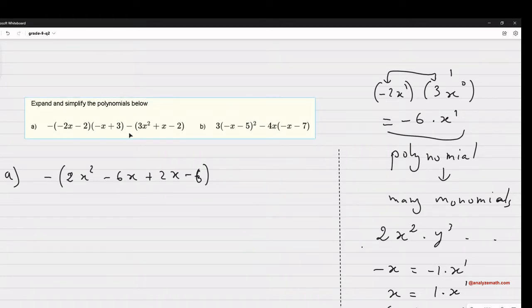Good. Now let's go here. What do we have? We have a minus sign here. A minus sign, this is like negative 1 multiplied by this. So you just distribute. Okay? So negative 1 by 3x squared, that gives me negative 3x squared. Negative 1 by x, negative x. And then negative 1 by negative 2, that's plus 2.